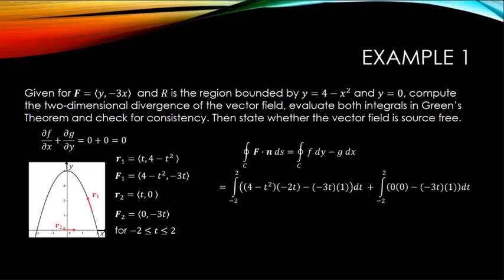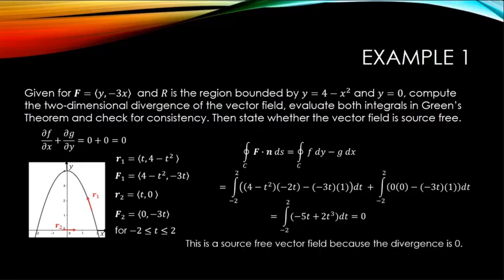This becomes the ordinary line integral from -2 to 2 of the quantity 4 minus t squared times -2t minus -3t times 1 dt, plus the integral from -2 to 2 of 0 times 0 minus -3t times 1 dt. This becomes the integral from -2 to 2 of the quantity -5t plus 2t cubed dt, which is equal to 0. This is a source-free vector field because the divergence is 0.